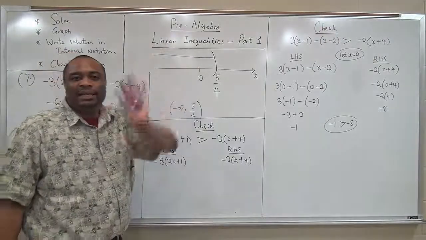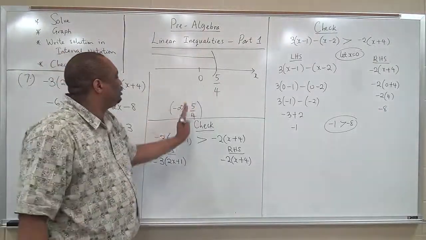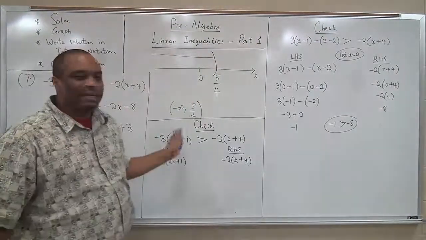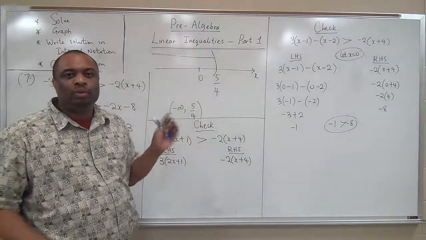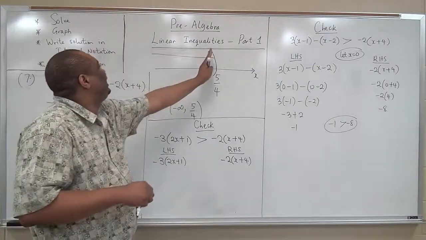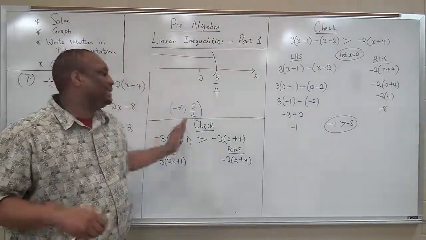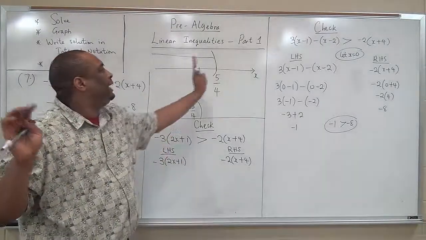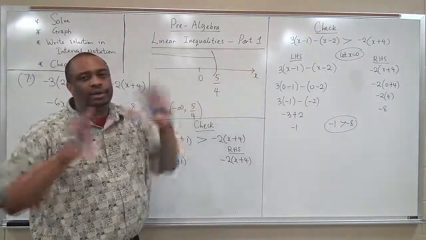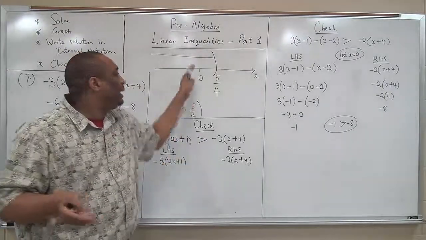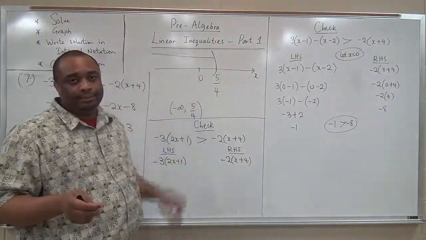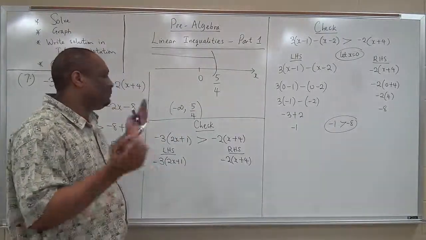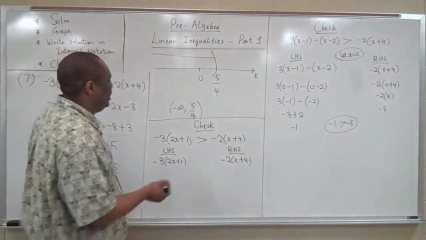Because this solution set tells you that anything here will satisfy the inequality. That is what it tells you: all the region here satisfies this inequality. So if you pick anything outside, it's not going to satisfy it. That is why we graph it, and that's why we write this. So let's pick 0. 0 is the easiest thing.